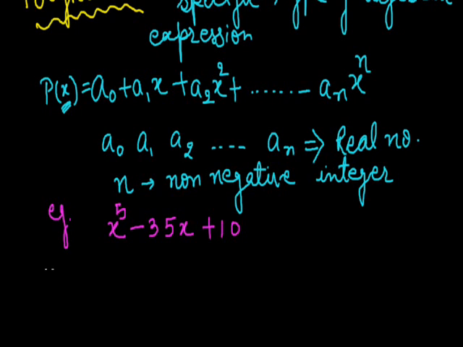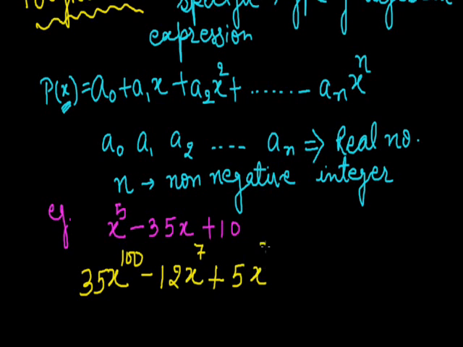There may be other examples also. 35x to the power 100 minus 12x to the power 7 plus 5x to the power 3 minus 18. Again it is a polynomial, where the exponents or the powers given to the variables are non-negative integers, 100, 7, 3, and all the constants are real numbers.